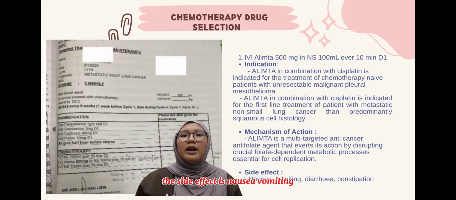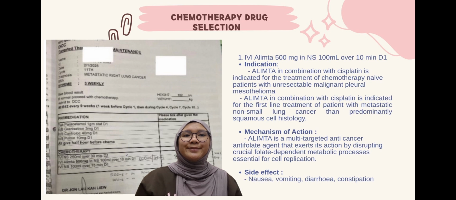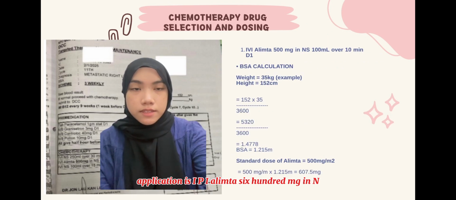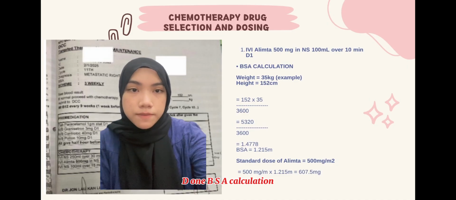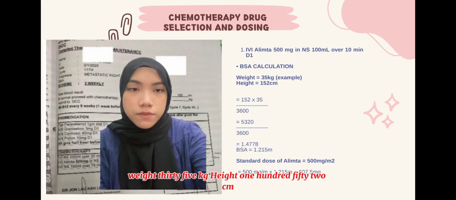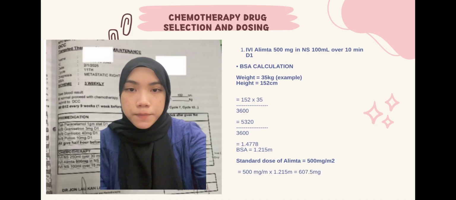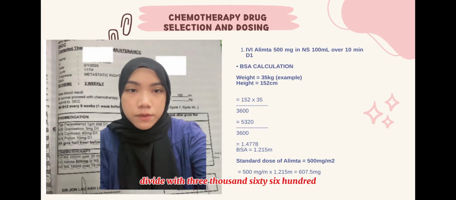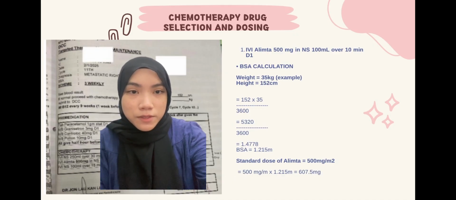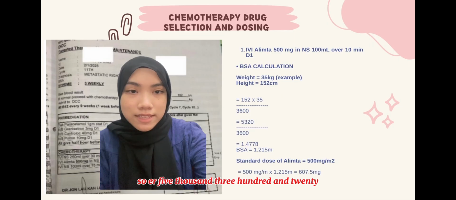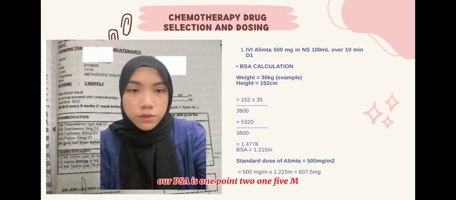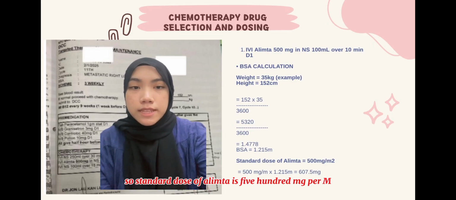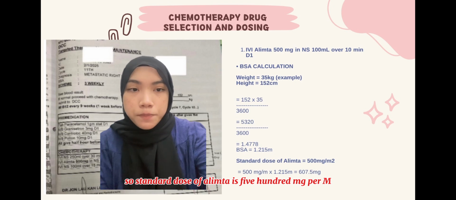The side effects are nausea, vomiting, diarrhea, and constipation. Medication is IVI Alimta 600 mg in NS 100 ml over 10 minutes D1. BSA calculation: weight 35 kg, height 152 cm. So 152 cm multiplied by 35 kg divided by 3,600. So 5,320 divided by 3,600 equals 1.4778. Our BSA is 1.215 m². So the standard dose of Alimta is 500 mg per m².